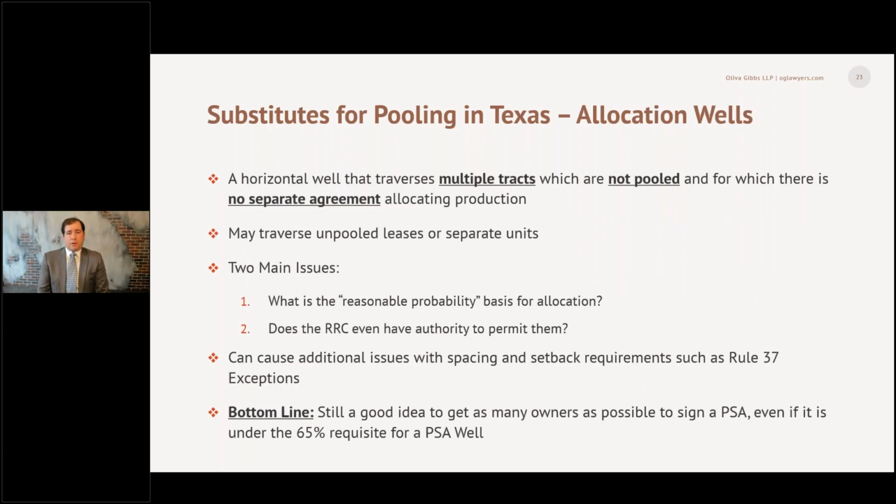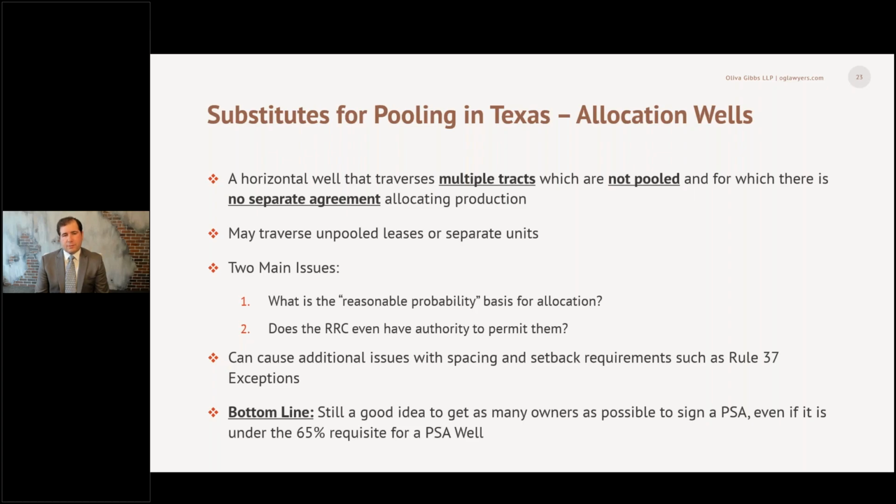Another scenario, besides production sharing agreements, maybe you are unable to get 65% of the working interest, 65% of the royalty owners to agree to form that production sharing agreement area. You may then drill what's called an allocation well. You may decide that's what's best for your operations. An allocation well is defined as a horizontal well that traverses multiple tracts which are not pooled and for which there is no separate agreement allocating production.